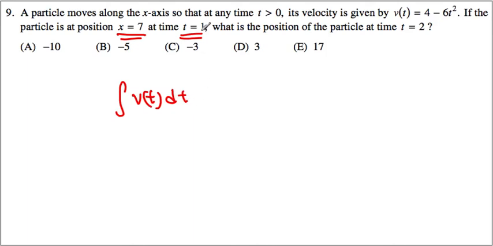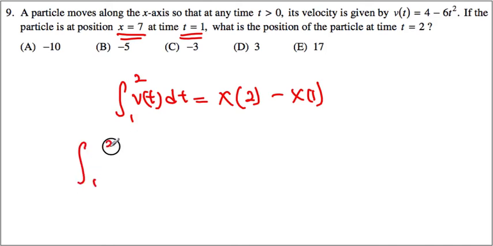Well, from where to where? When t is equal to 1 to 2. That means we're going to get x, which is the integration of the velocity, x of 2 minus x of 1. That's basically what we end up getting. Now here, let's look at it. Then this becomes the integral from 1 to 2 of 4 minus 6t squared dt.